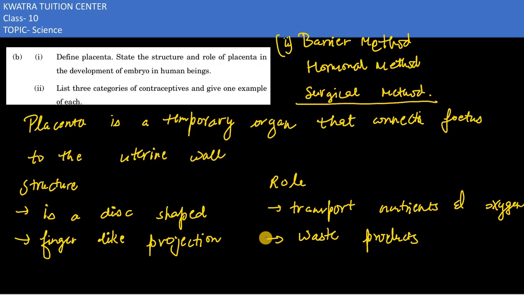Anyone can go with the surgical method, like a male can go with the surgical method or a female can go with the surgical method. So it's up to them, like which person is willing to go for that method. Okay, so that's how you need to write one.